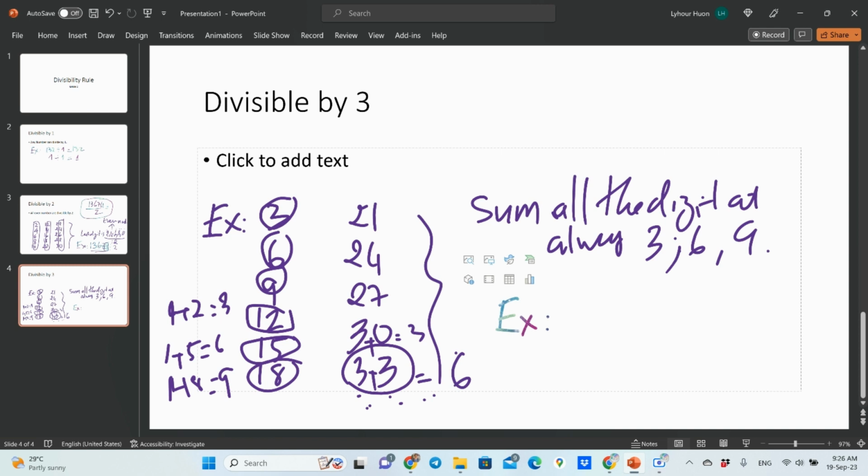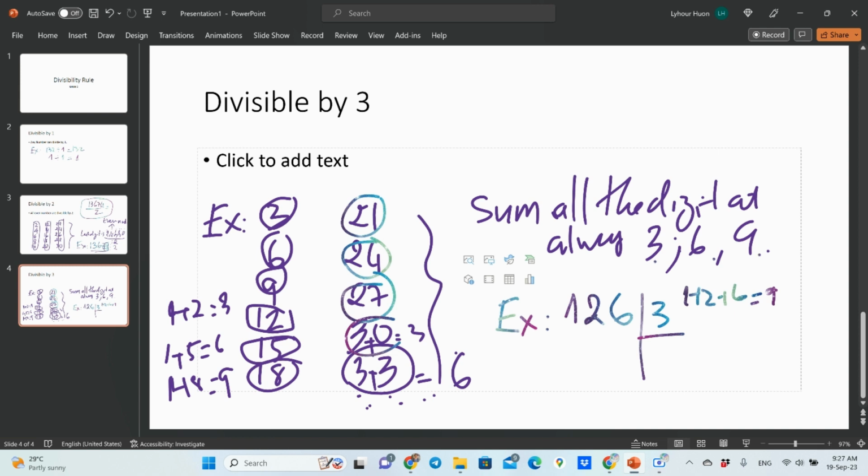Example: 1, 2, 6. When we add all these digits together, 1 plus 2 plus 6 is equal to 9. Now we know that this sum of all digits is equal to 9, which may divide by 3 or not. So then we check the result. Does it really happen? Because we know that when we add together, it always gives the result 369.